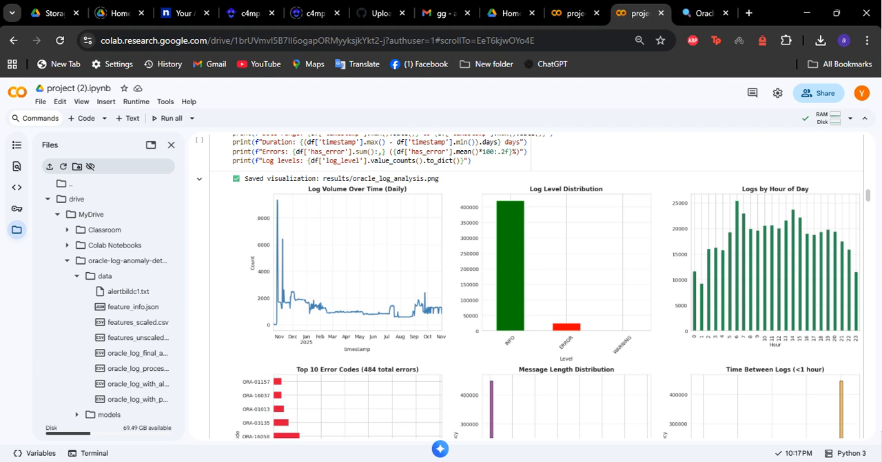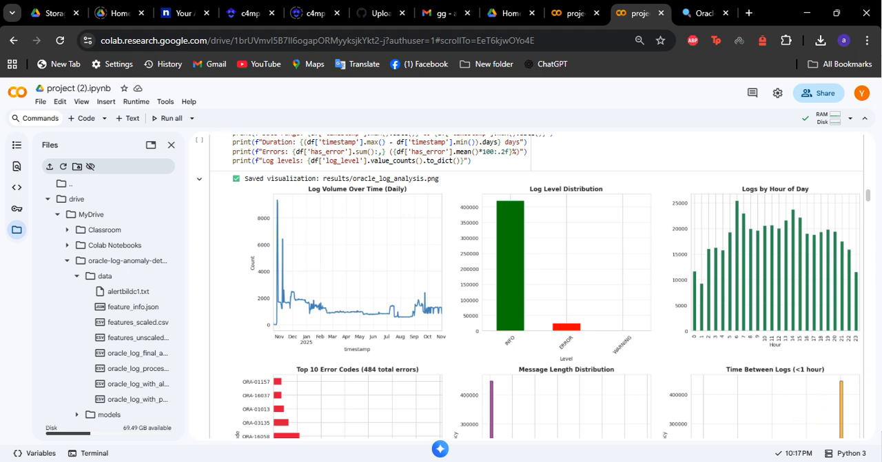The second diagram is the log level distribution. Here we can see it is divided across three categories: info, error, and warning. Info logs dominate the system, which is expected because the Oracle database generates a large number of routine operational messages. The red bar represents error logs, which are significantly fewer but much more important than warning logs, which are very negligible.